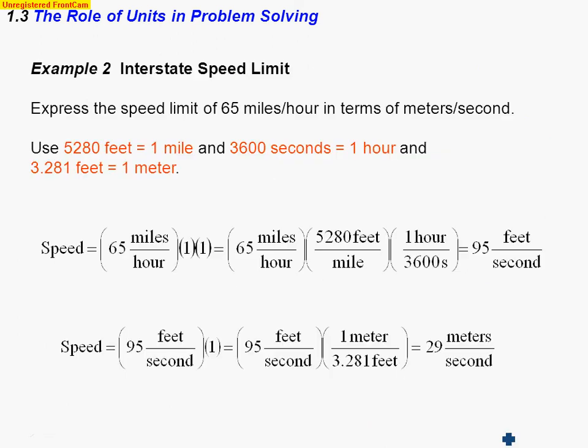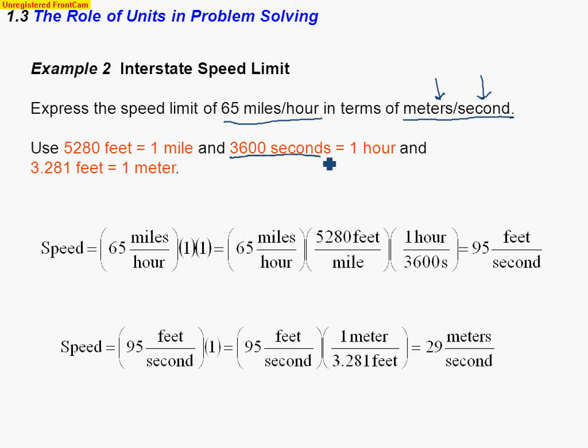So let's look at an example of how to do a unit conversion. So let's say we have a speed limit, 65 miles per hour, and we want to put this in terms of meters per second, because in physics we use SI units. So the SI base unit for distance is meter, and the SI base unit for time is seconds. So we know that there's 5,280 feet in 1 mile. If we didn't know that, we could look that up either in our book or online. We also know there's 3,600 seconds in 1 hour.